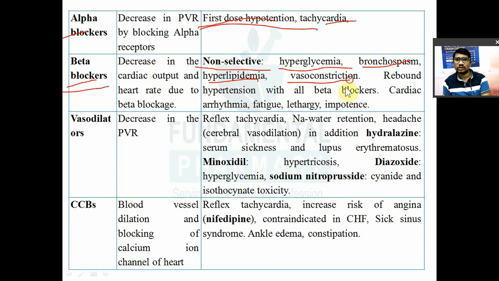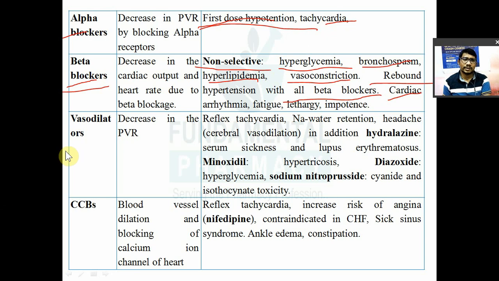कब करेंगे vasoconstriction, क्यों करते हैं? Because beta 2 receptor on the skeletal blood vessel is responsible for the dilation of skeletal blood vessel, यहाँ पे ब्लॉक कर रहे हो मतलब vasoconstriction हो जाएगा. They will also cause rebound hypertension. It is with all kinds of beta blockers, selective as well. Then cardiac arrhythmia, they can produce cardiac arrhythmia because they are playing with the SA node. Okay? Then they will cause fatigue, lethargy, and impotence. Impotence in the male. These are the adverse effects of beta blockers.